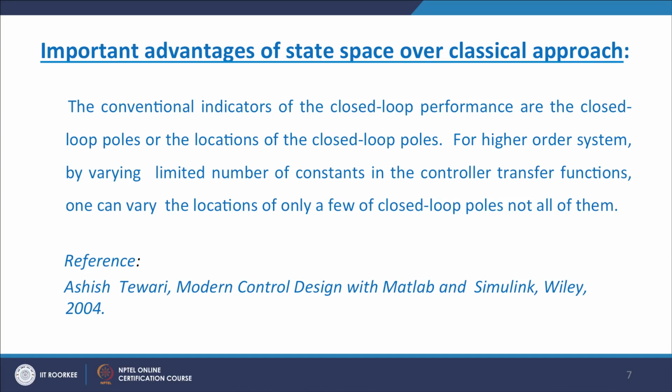So that advantage: the conventional indicators of the closed loop performance are the closed loop poles, or the location of the closed loop poles. For higher order system, by varying a limited number of constants in the controller transfer function, one can vary the location of only a few of the closed loop poles, not all of them. See here, if you want to design a controller, the final result is based on the closed loop poles. So my aim is that I can place the poles anywhere in the S plane, and each pole contributes in the performance of the system.